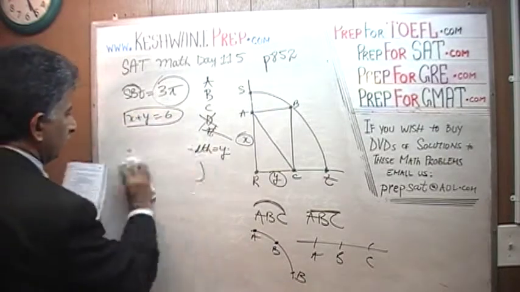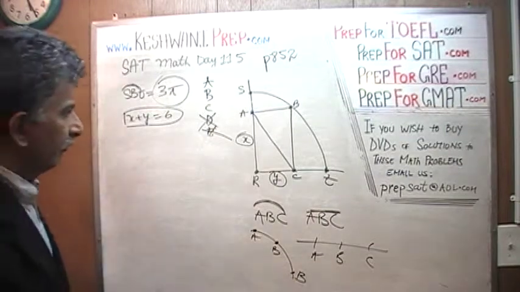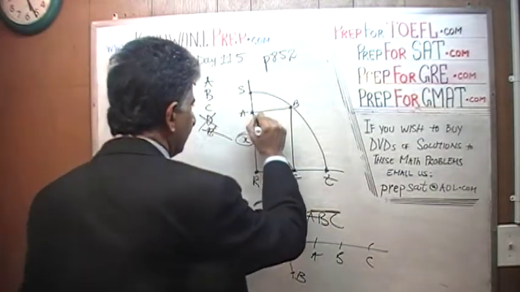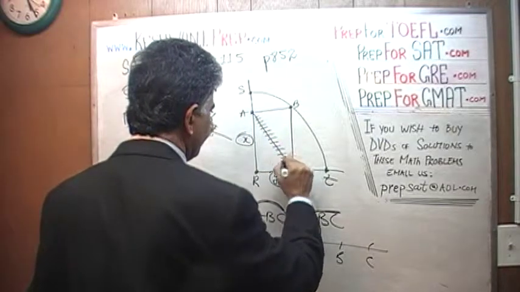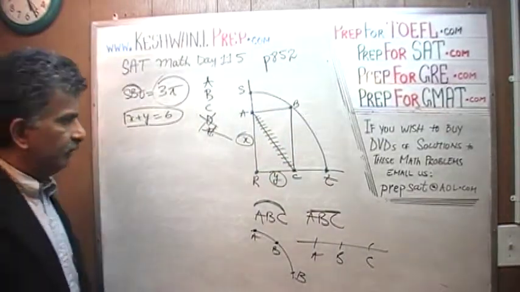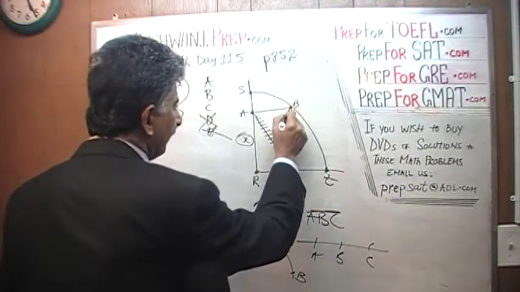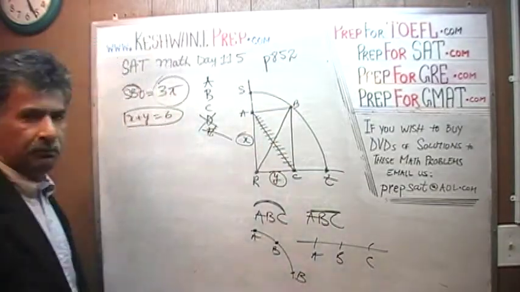So we have found 2 pieces of information. Now let's work on this part. This part that you see here, A to C, I hope that you're able to see that A to C is the same as B to R.